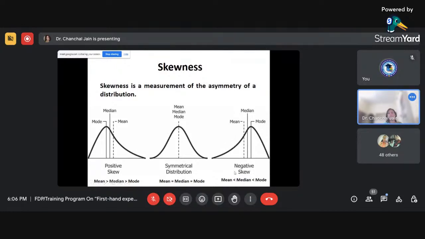In the case of negatively skewed data, that means when your left tail is greater than your right tail, usually your mean is less than median, and median is less than your mode. That means mode would be the highest value in your data. In that case, you can call this negatively skewed data. That way you can understand the asymmetry in your data using these three figures: mean, median, and mode.